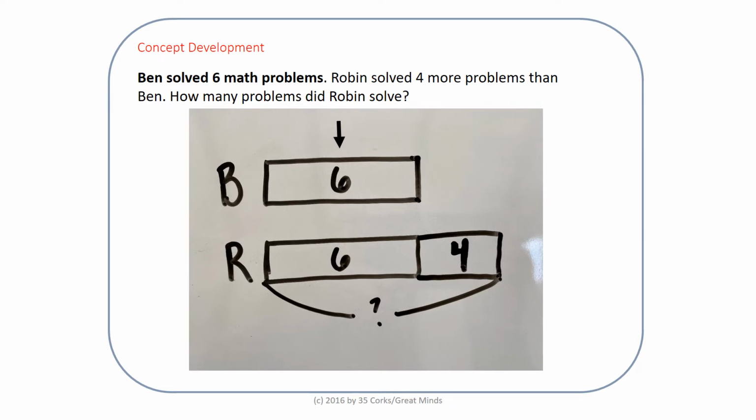Ben solved 6 math problems. Good, and I'm pointing to the 6. Robin solved 4 more problems than Ben. Good, so now I'm pointing at that 4. How many problems did Robin solve? Good, so we have every part of her story on our double tape diagram.